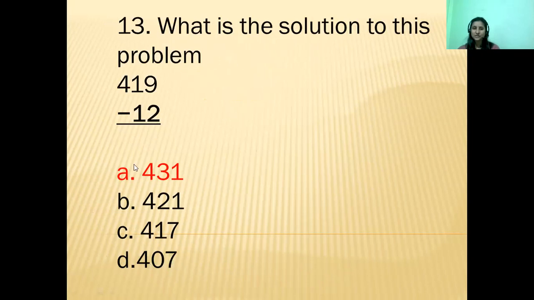This is the wrong answer. Wrong answer has shown here. 9 minus 2, 7. 1 minus 1, 0. And the 4 minus nothing is here, that means 4. So correct answer is option D, 407. Okay, this is the subtraction. If you have written the option D, then your answer is correct.